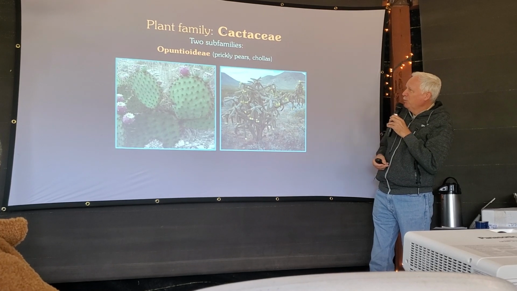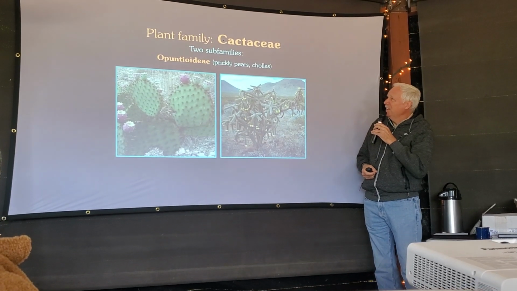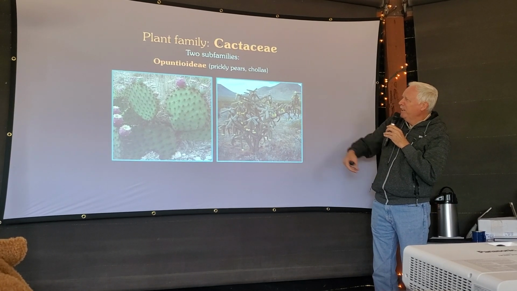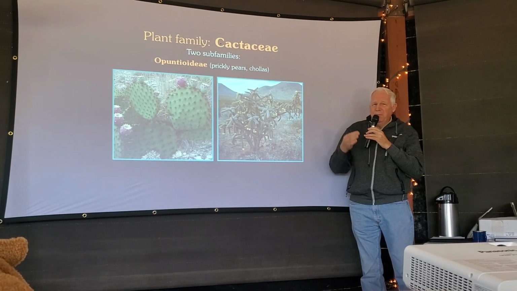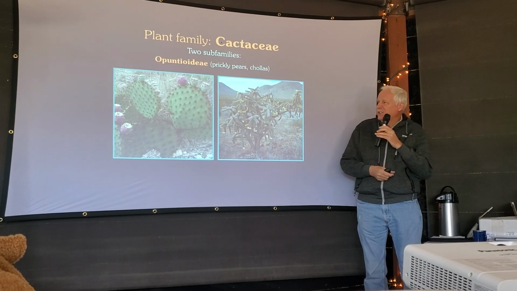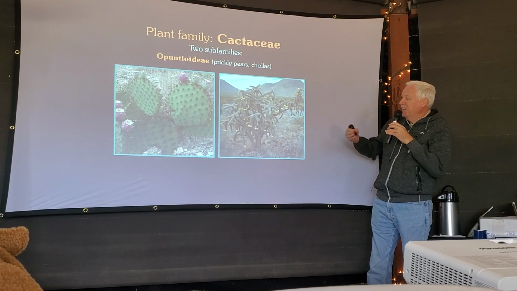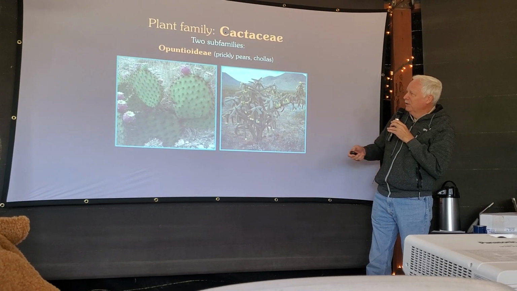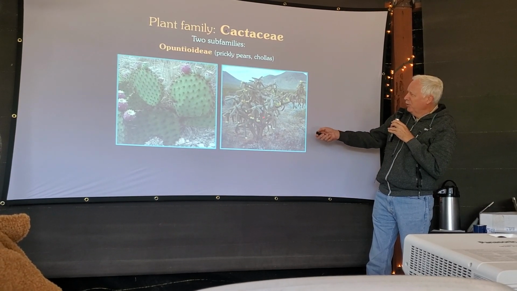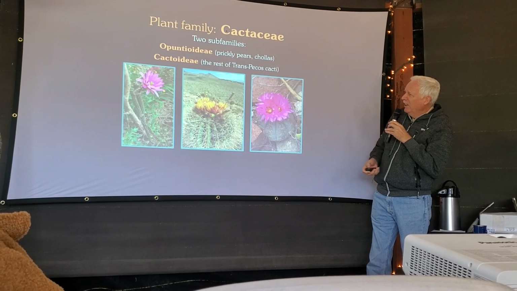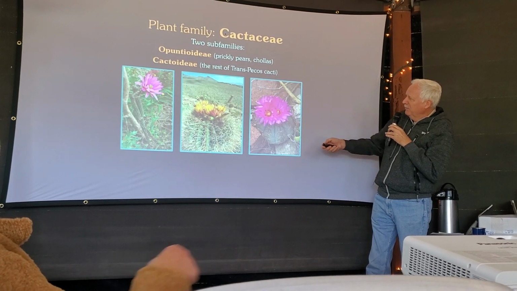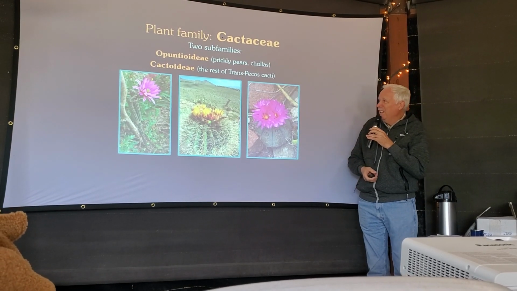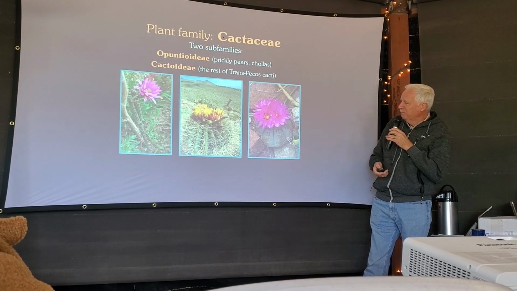So there are 2 subfamilies of cactus in Texas. We have the Opuntioideae. Those are the prickly pears and the chollas and the dog chollas. And we have the Cactoideae, which are the other cactus. So we have prickly pears and chollas, and we have the other cactus, which are the other subfamily. So these are the 2 subfamilies that we have in Texas.